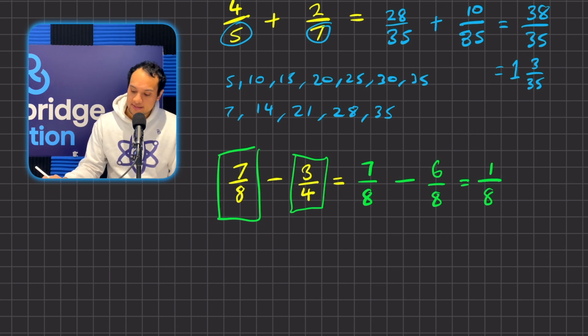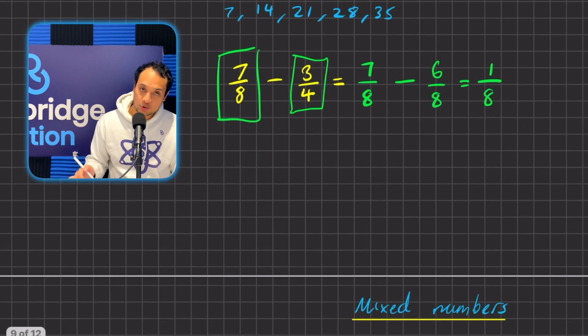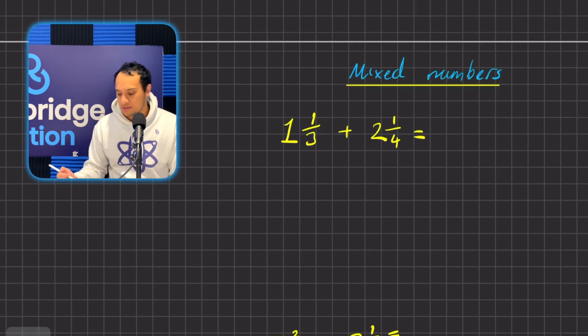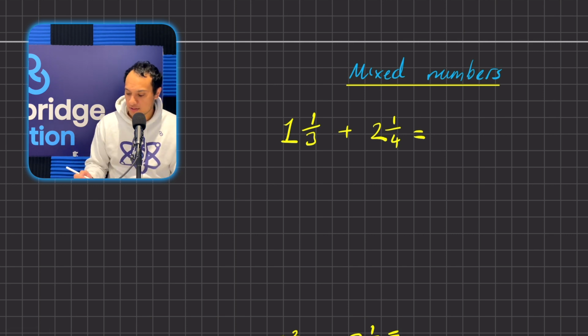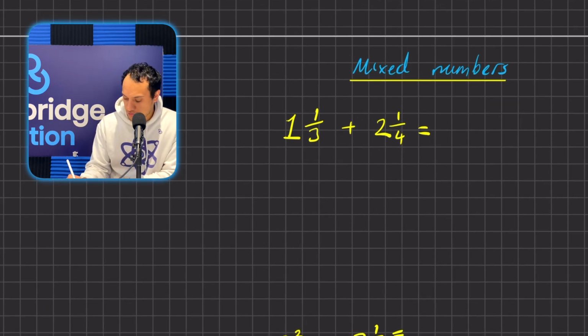And we get 8. Okay. So that's a simple example of an addition and subtraction. Now, mixed numbers. The way I like to deal with this is I like to group the whole numbers together first, because it's a bit easier that way. I'm just going to rewrite this and group the whole numbers together. So I've got 1 plus 2, and then I'm going to do the fraction separately.